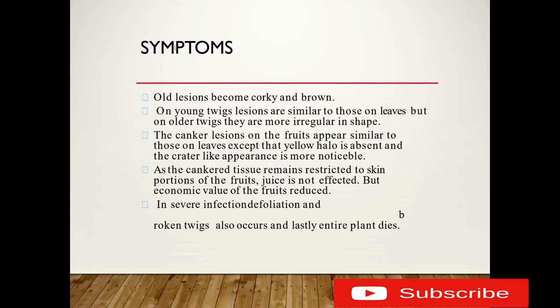As the canker tissue remains restricted to the skin portions of the fruits, the juice is not affected. But when the infection is severe, it will affect the juicy part. And when the infection becomes severe, the twigs become broken, and lastly the entire plant dies. In that scenario, this disease becomes worst.